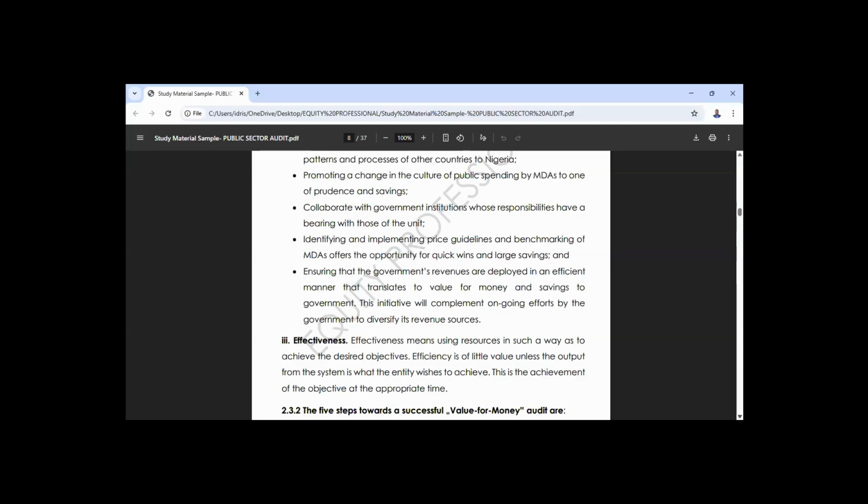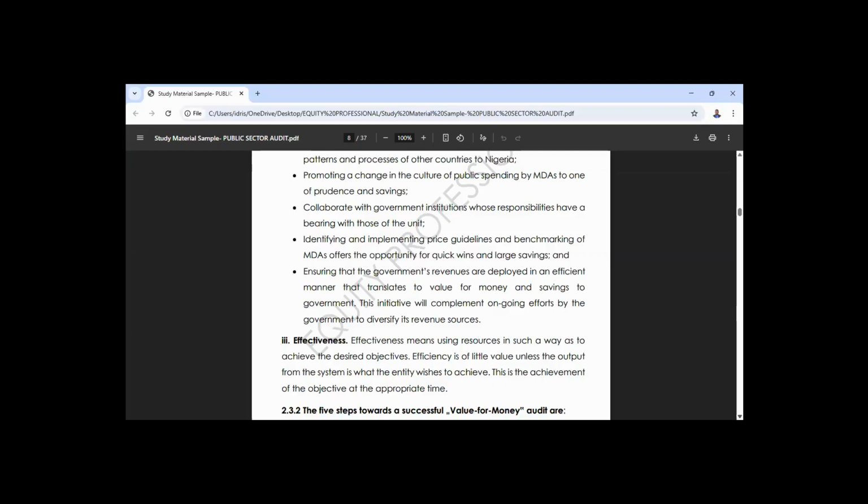Promote a change in the culture of public spending by NDA to ensure prudency and savings. Another one is to collaborate with government institutions whose responsibility is bearing to those units. So this is one of the mandates of the efficiency unit.